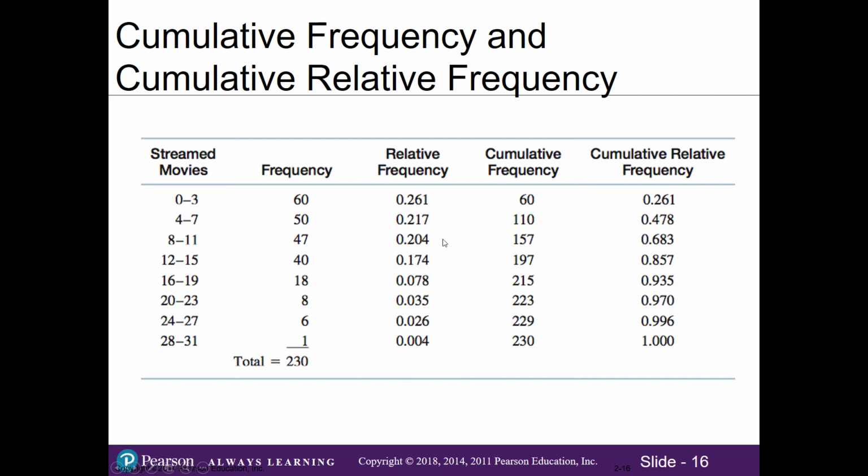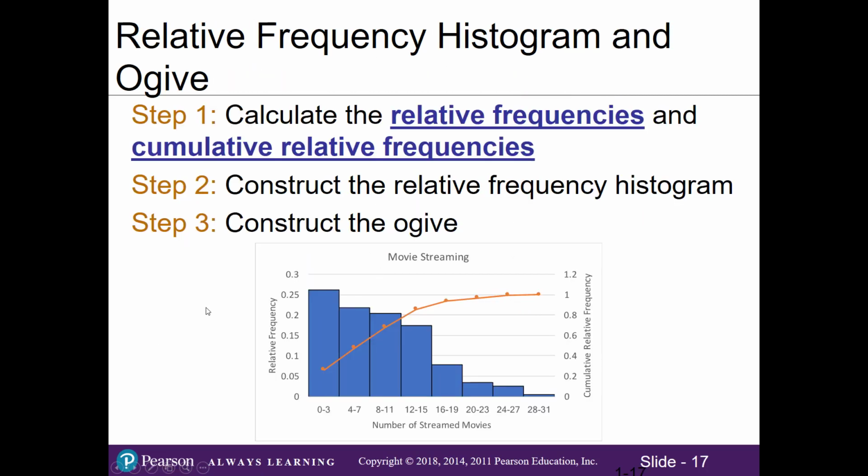So we'll add our 3 relative frequencies to get 0.683. As you add them up, it should, in the last row, total 1. So recall your relative frequencies have to total up to 1. And why we'll calculate these is to get us to a relative frequency histogram and an ogive. So in step 1, recall that we calculated our relative frequencies, and then we accumulated by adding up those relative frequencies to create a cumulative relative frequency, and then we created the histogram.